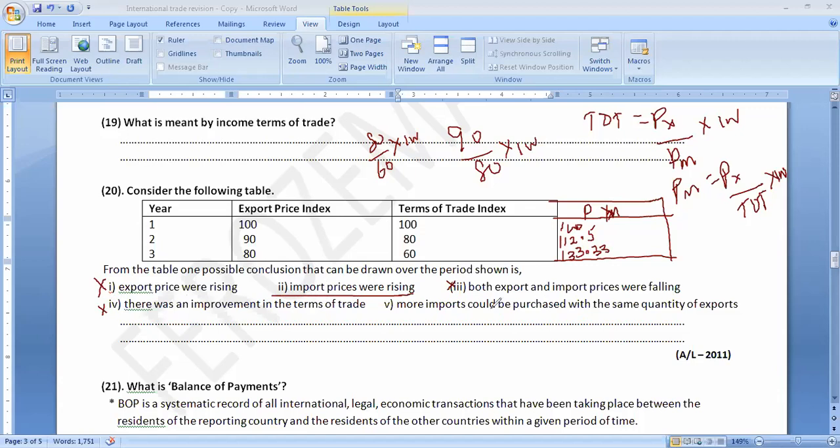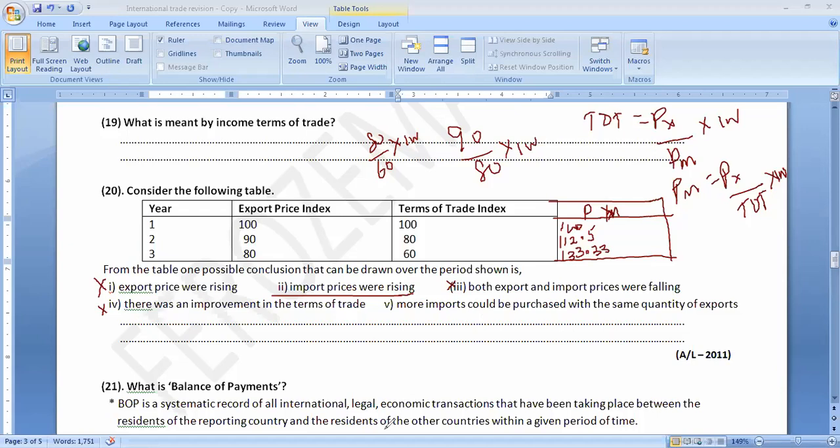So what do you mean by that? With the same export, we can import more, which means we have more import capability. More imports could be purchased with the same quantity of exports, which means what? We can import more with the same export. Then what? That is telling indirectly improvement of terms of trade.